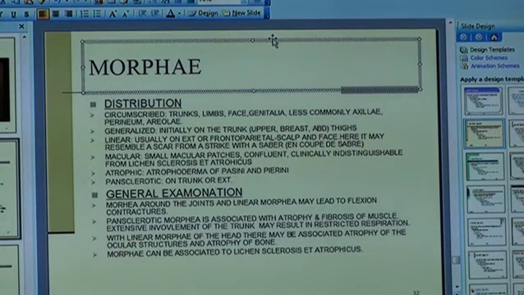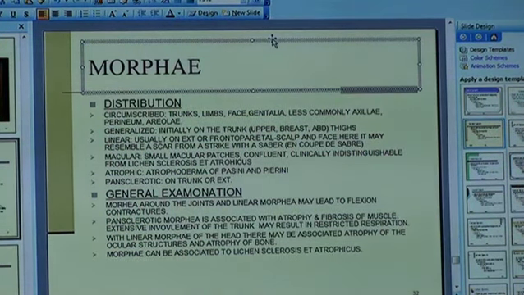General examination: morphea around the joints and the linear morphea may lead to flexion contractures. The pansclerotic morphea is associated with atrophy and fibrosis of the muscle. So extensive involvement of the trunk may result in restricted respiration. With linear morphea of the head, there may be associated atrophy of the ocular structures and atrophy of the bone. So morphea can be associated with lichen sclerosus et atrophicus.